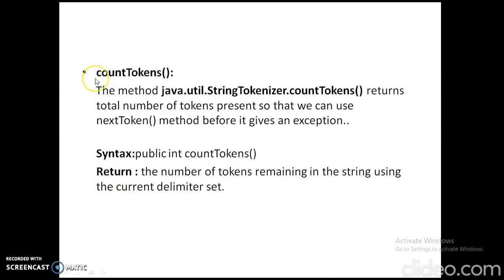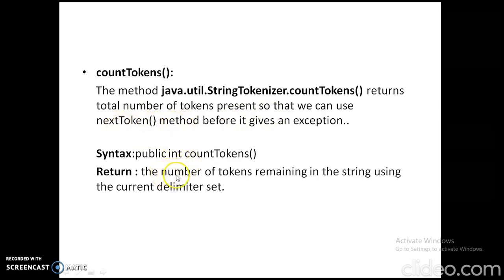The next method which we are using in our program is countTokens. It will return the total number of tokens present, so that we can use our nextToken method before it gives an exception. That is the total number of tokens available currently in my string tokenizer object, so that I can use my nextToken method before it gives an exception. So it returns an integer value, the number of tokens.